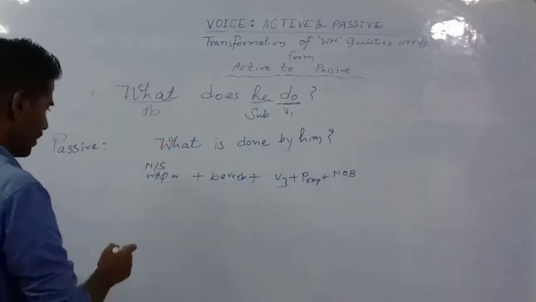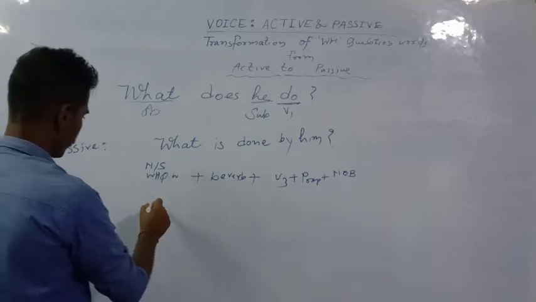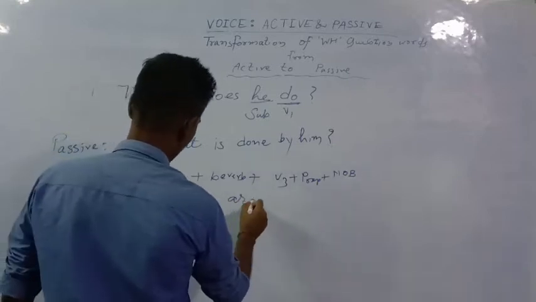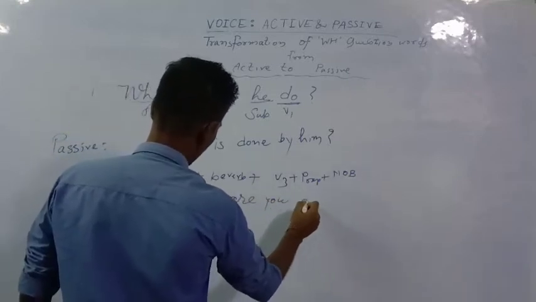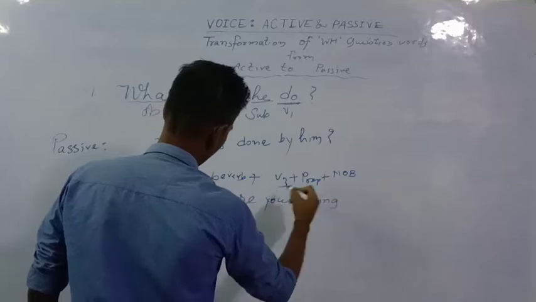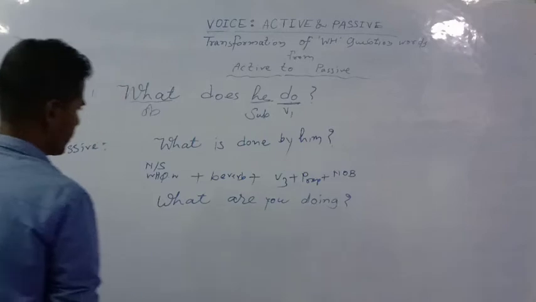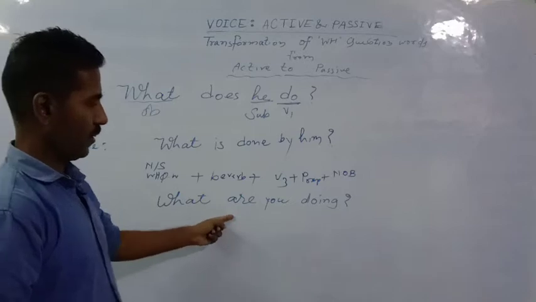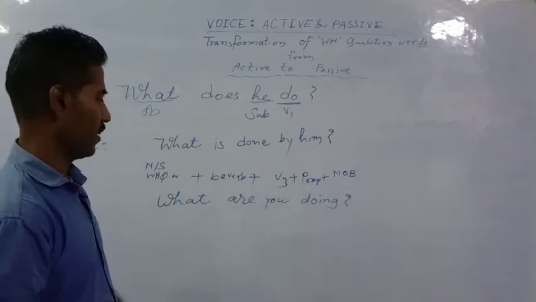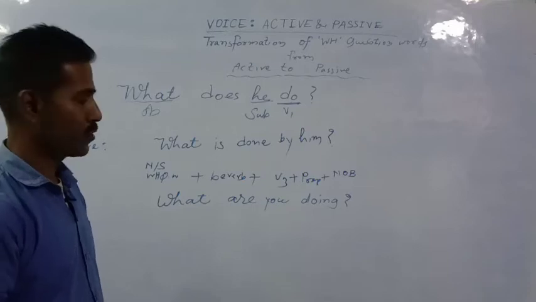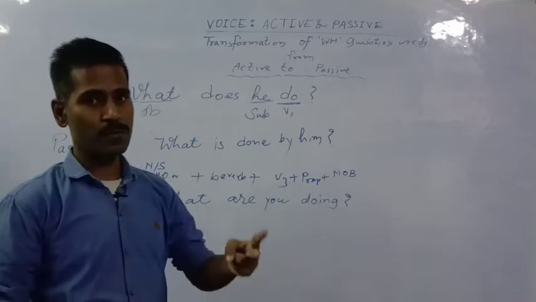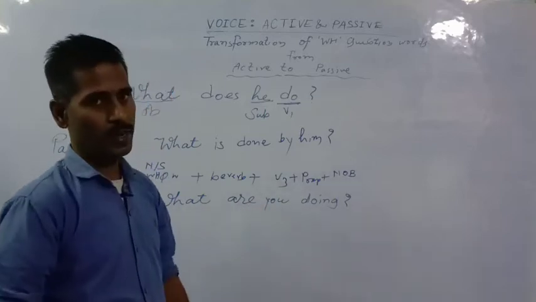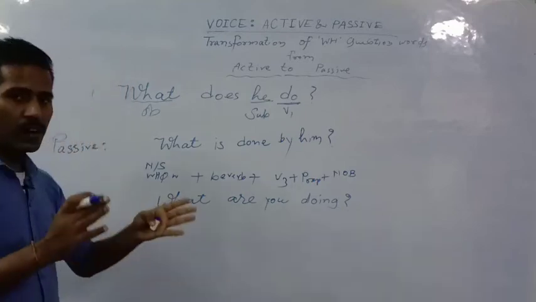Let us take one more example here: "What are you doing?" This is continuous, so you have a be verb here. But though the be verb is there, it is not passive. To be passive, the be verb must be followed by V3. There is no V3, so it is active, not passive.